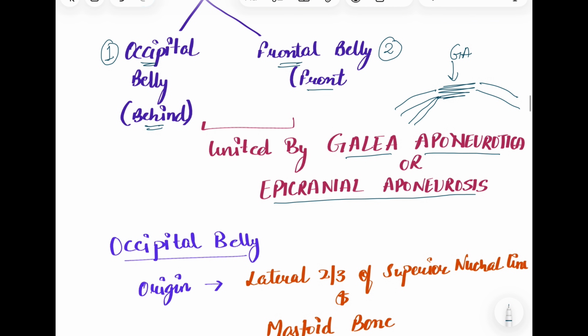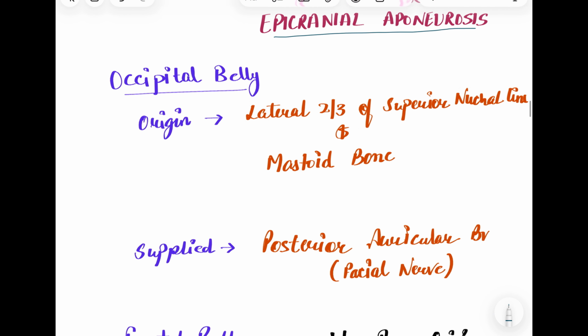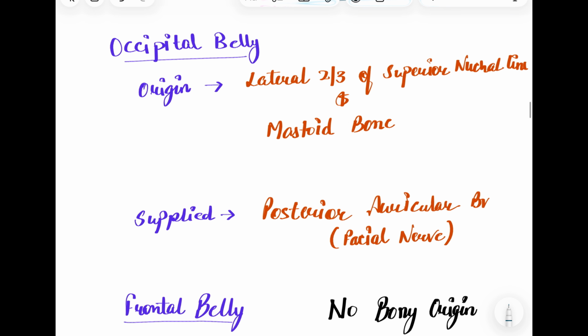Talking of the occipital belly first, we will be talking about where this muscle is taking origin, and we know where it is reaching. It is reaching up to the galea aponeurotica, and it is supplied by which nerve? For the origin, as we know, it is arising from behind, so it is taking origin from your lateral 2/3 of your superior nuchal line. If I draw, this is my external occipital protuberance, this is my superior nuchal line. This is the lateral part, lateral 2/3, from where it is taking origin, right?